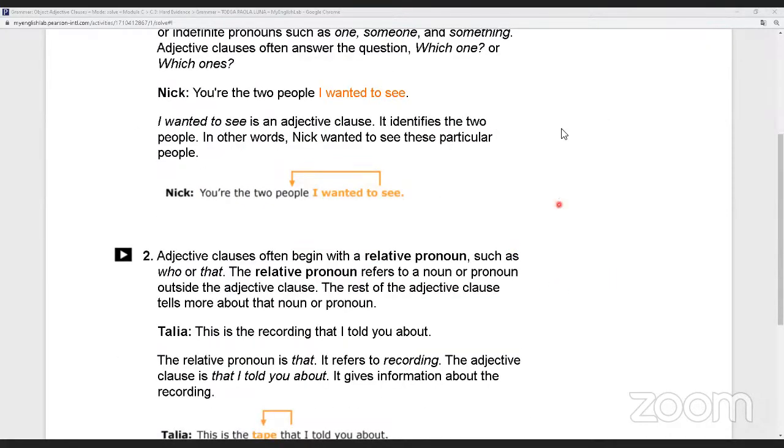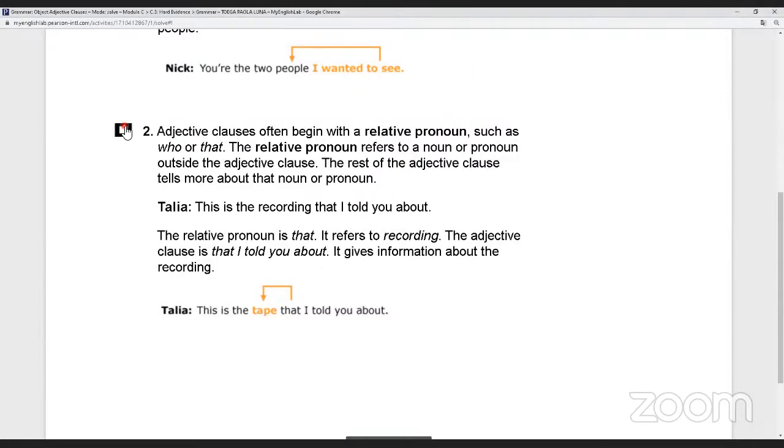Now we're gonna continue with the second point. Adjective clauses often begin with a relative pronoun, such as who or that. The relative pronoun refers to a noun or pronoun outside the adjective clause. The rest of the adjective clause tells more about that noun or pronoun. This is the recording that I told you about. The relative pronoun is that. It refers to recording. The adjective clause is that I told you about. It gives information about the recording.